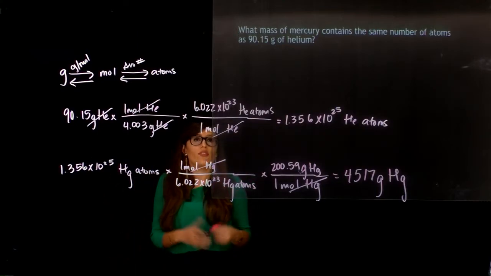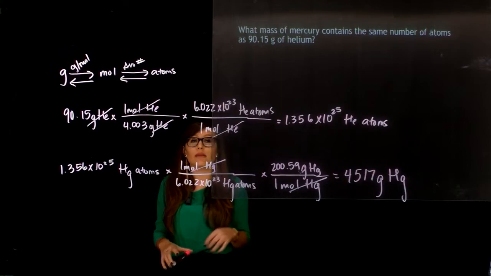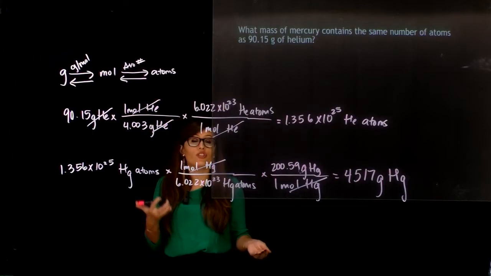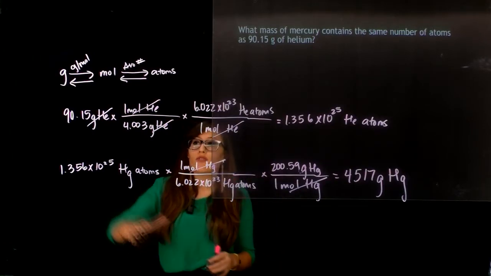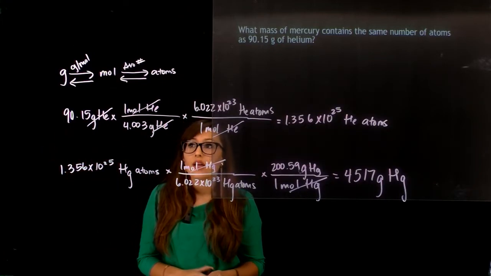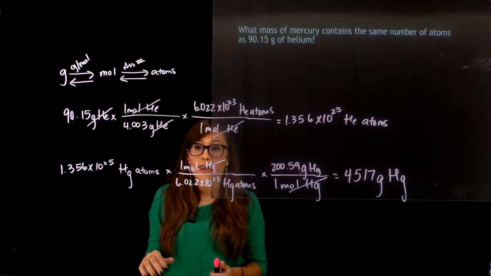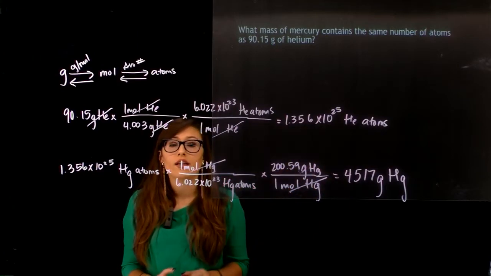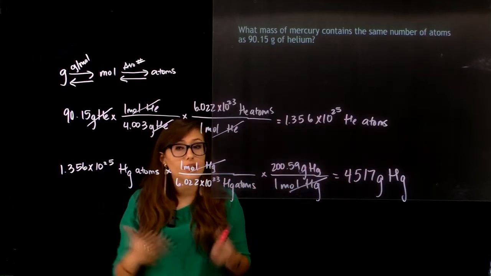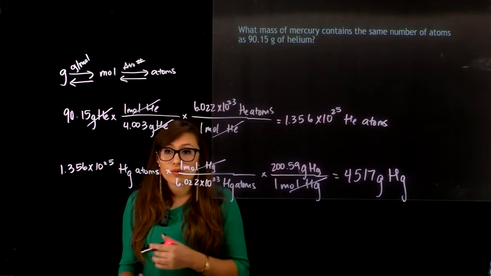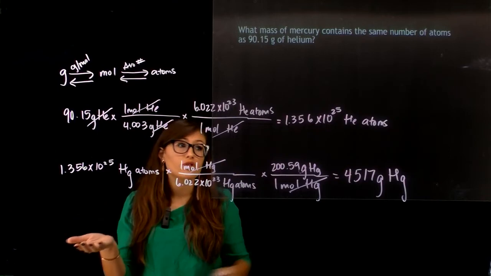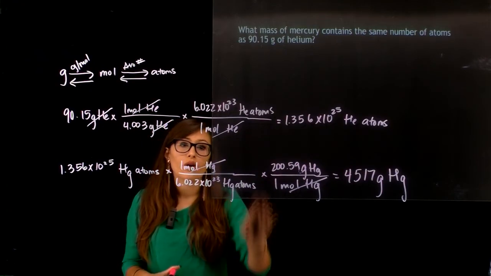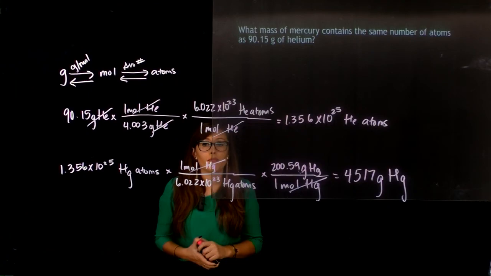As a recap, the problem was asking what mass of mercury contains the same number of atoms as 90.15 grams of helium. In order to determine the mass of mercury for the same number of atoms, we had to first find out how many atoms were in that mass of helium. We went from grams to moles by using the atomic mass of helium, and then moles to atoms by using Avogadro's number. Once we got the number of helium atoms, we said this is how many mercury atoms I ideally want. Now we have to go in reverse, from mercury atoms to mass of mercury. So we go from atoms to moles by using Avogadro's number, and moles to mass by using the atomic mass of mercury.